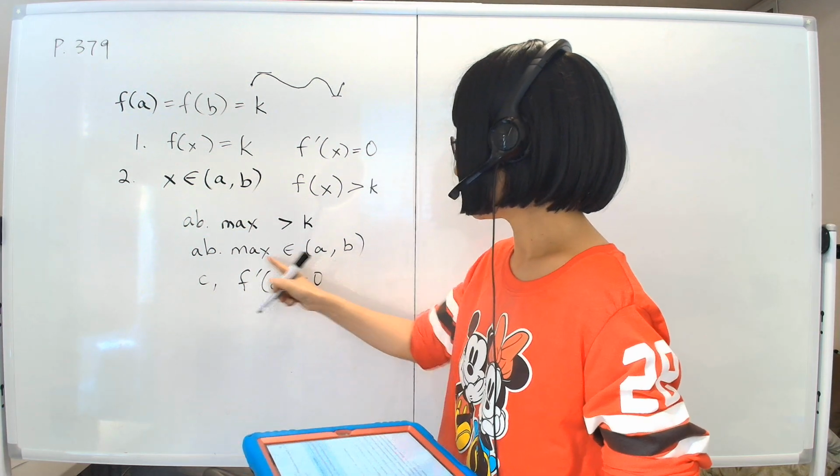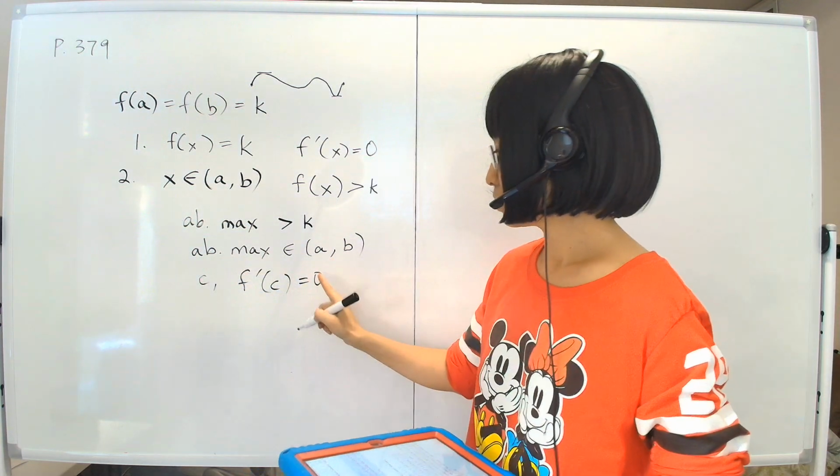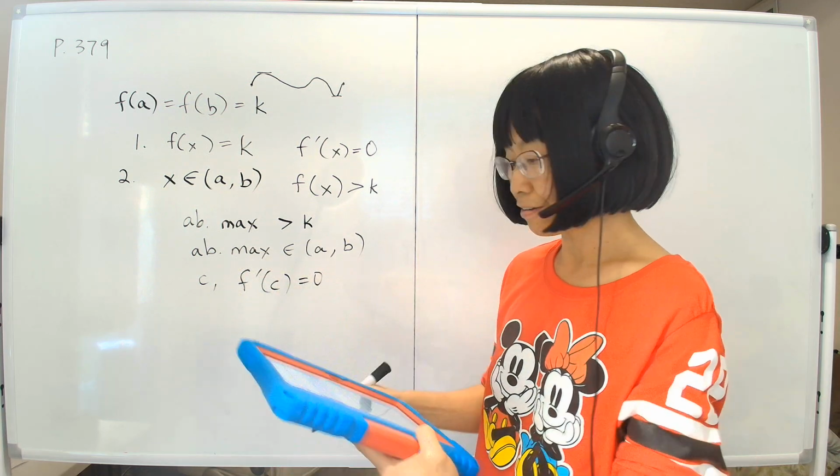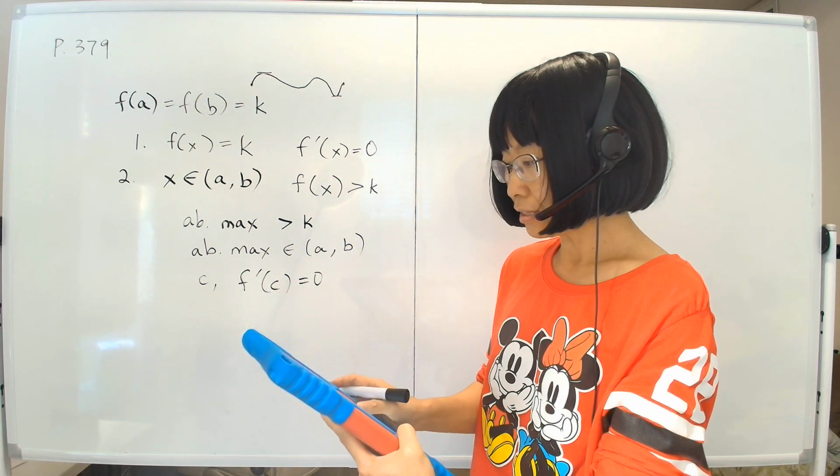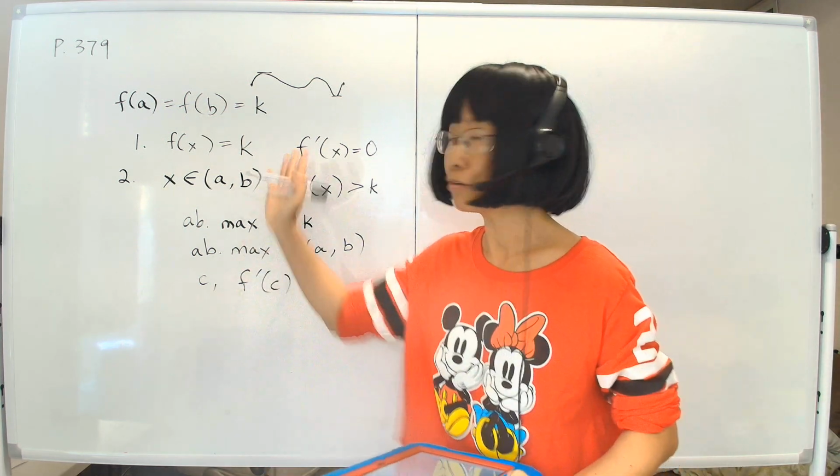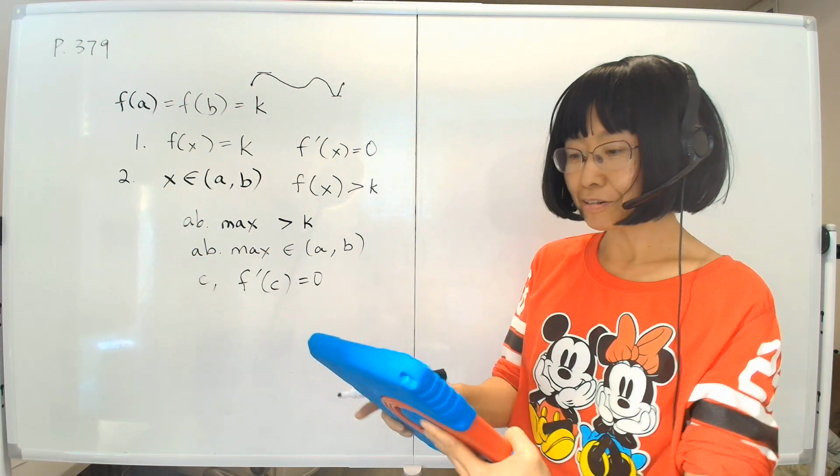There exists a c at the absolute maximum such that f prime of c is 0. And that is what we're trying to prove for Rolle's theorem.